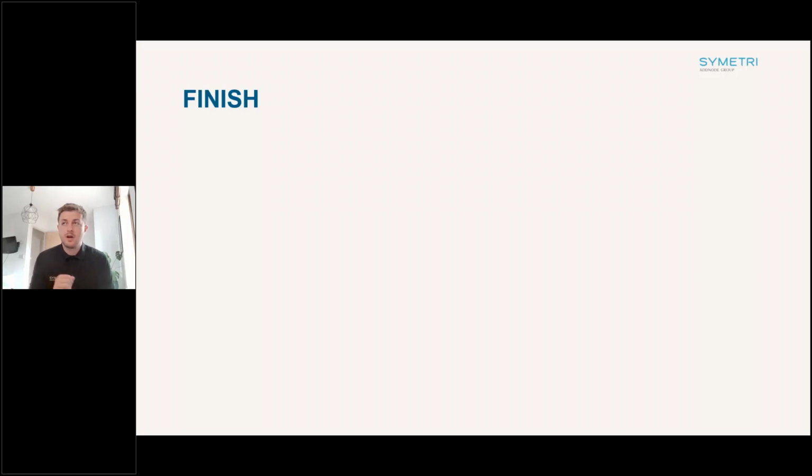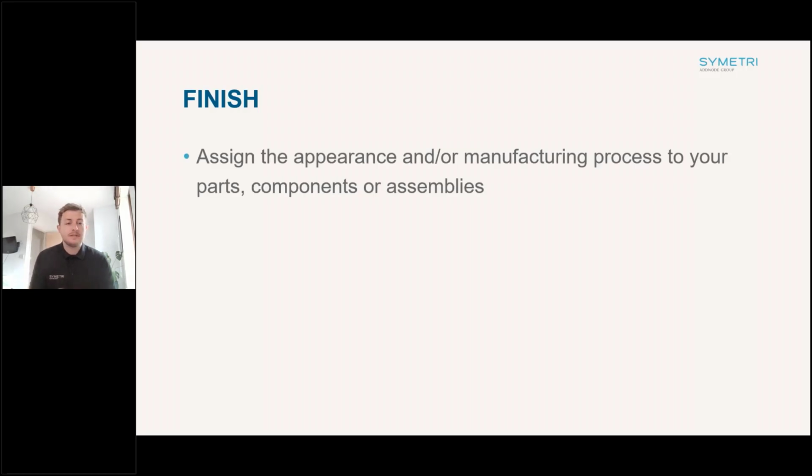So the next tool that I'm going to run through is the finish command. Now the finish command is probably one of the bigger new features that they've introduced in this release. What it's going to allow you to do is assign an appearance to a particular face, but more importantly, the manufacturing process. So you can now assign a manufacturing process to a particular face, and it's going to be based off one of 5 categories. Now you can do that at part level, component level, and assembly level within there.